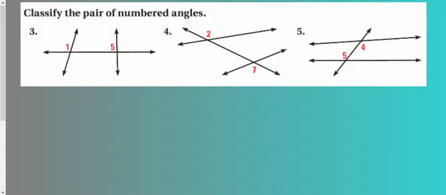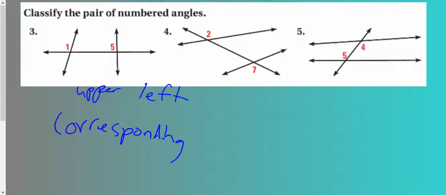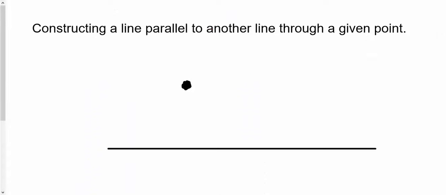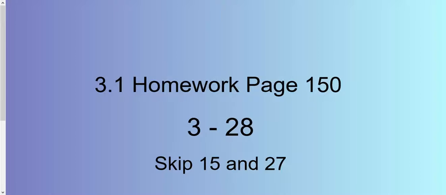Your job is to be able to identify which ones they are. This would be upper left and upper left, so we call those corresponding angles. These are in the exterior and on alternate sides, so this is alternate exterior angles. Here they're on the interior and on opposite sides, so they're alternate interior angles. Your job is to figure out which one is which pair, and that's all we're working on for today.